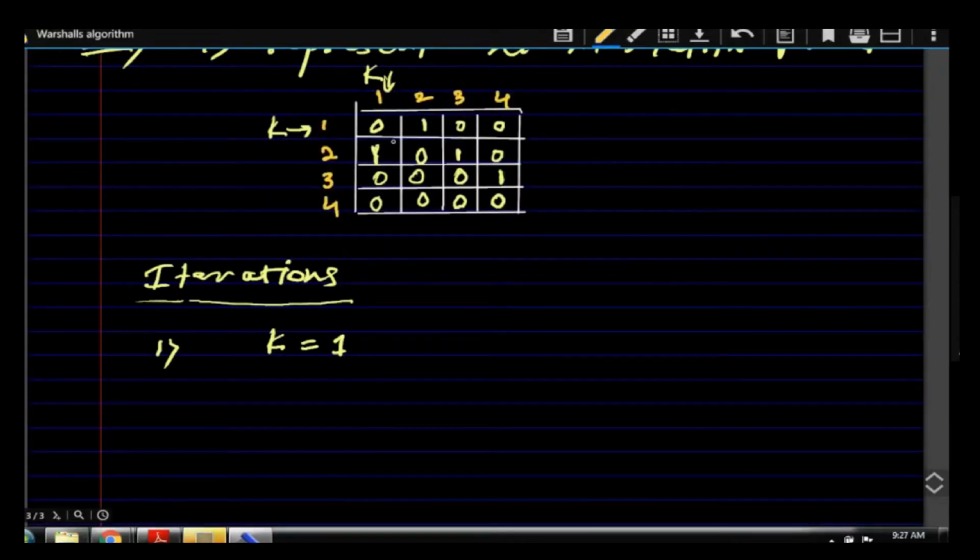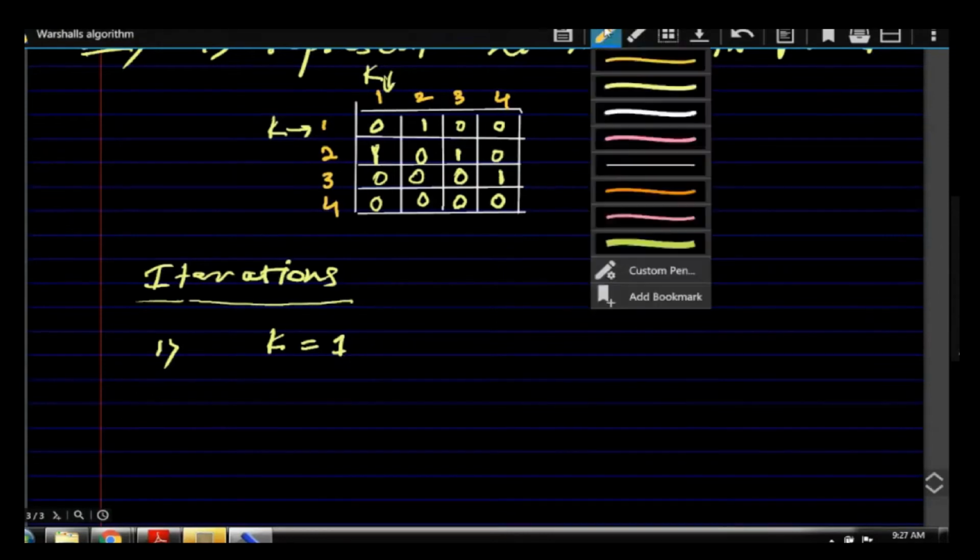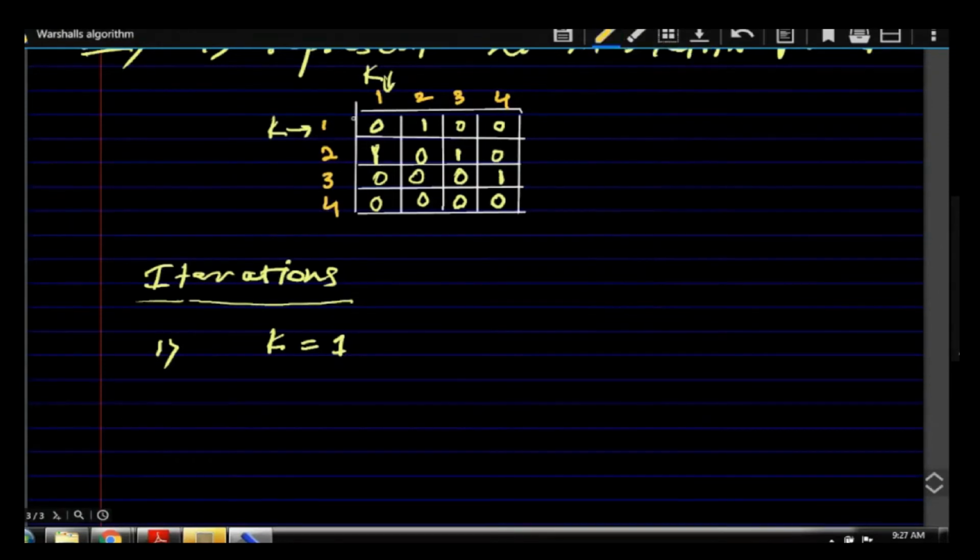Okay, so you have selected k equals 1. We will mark this as k equals 1 here, the first column. Then the next thing you have to check is which row in the first column contains a 1. Row 1 has 0 here, row 2 has 1 here. This is important. Row 3 has 0, row 4 has 0.